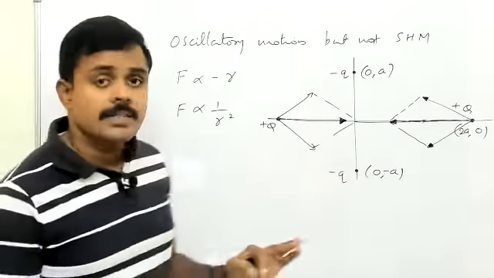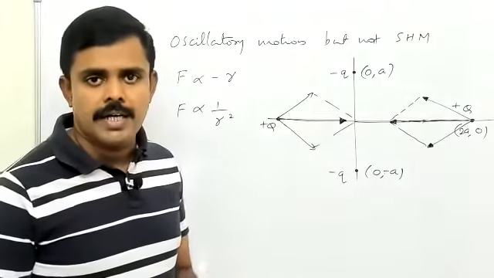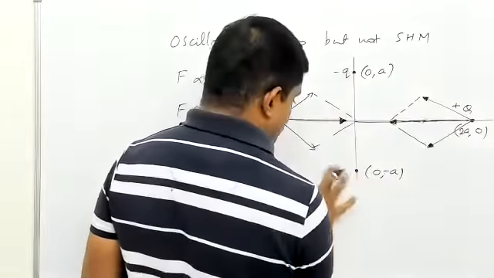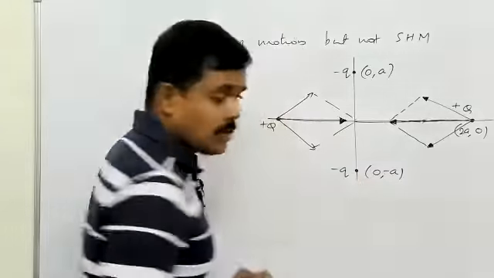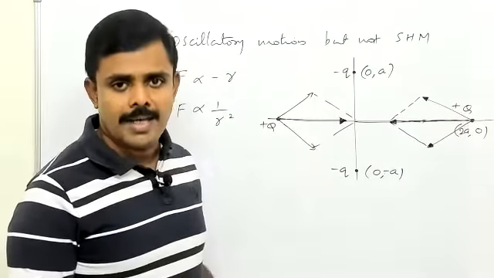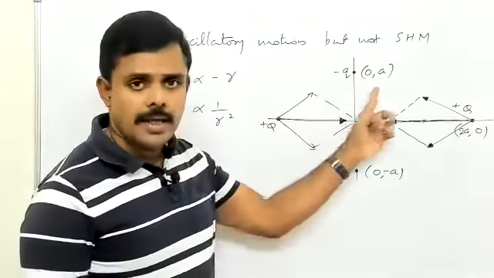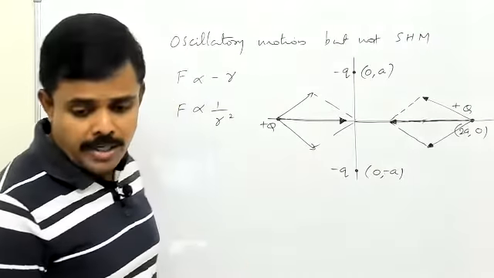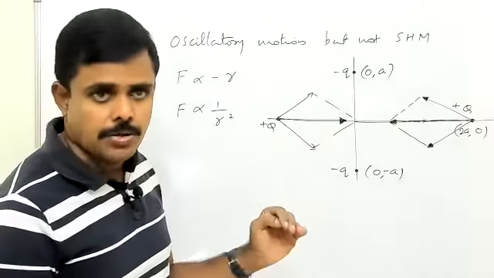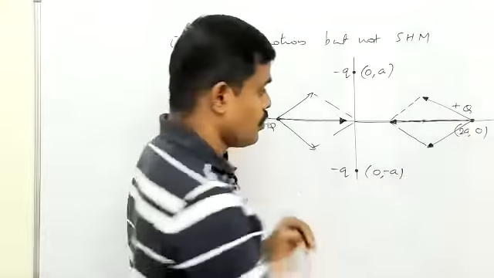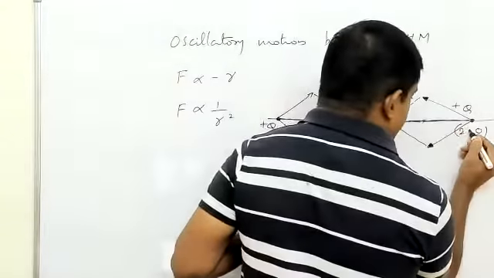What is the question here? There are two equal charges, minus Q and minus Q. Where are they placed? They are placed at locations (0, A) and (0, -A). And then you are leaving a charge plus Q, a positive charge Q, right over here. Where? At (2A, 0), you are leaving another charge.